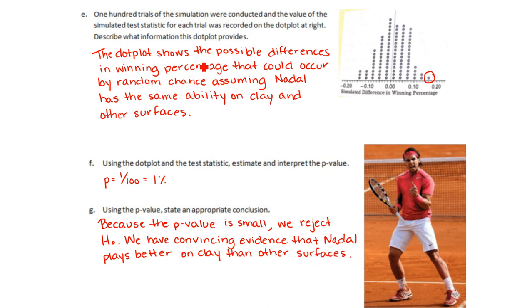It is very important that both for the dot plot and for the conclusion that you are using the correct wording. You do not have to write out H0 in your conclusion, but you do have to write out your HA in the second part. Likewise, up here for the dot plot, you need to make sure you always say that it could occur by random chance, assuming that they have the same ability.